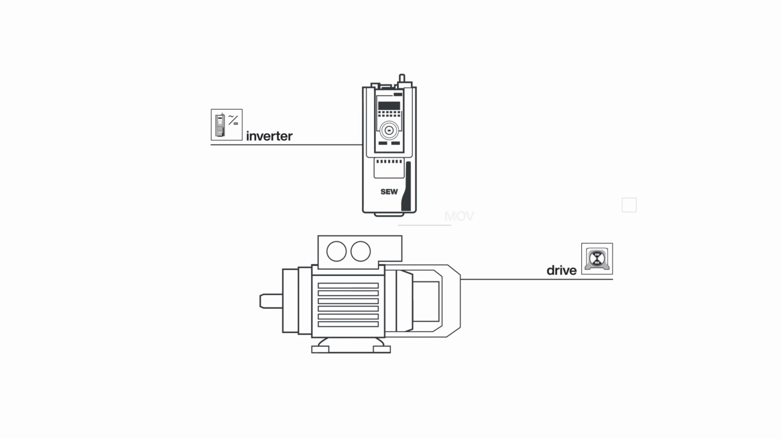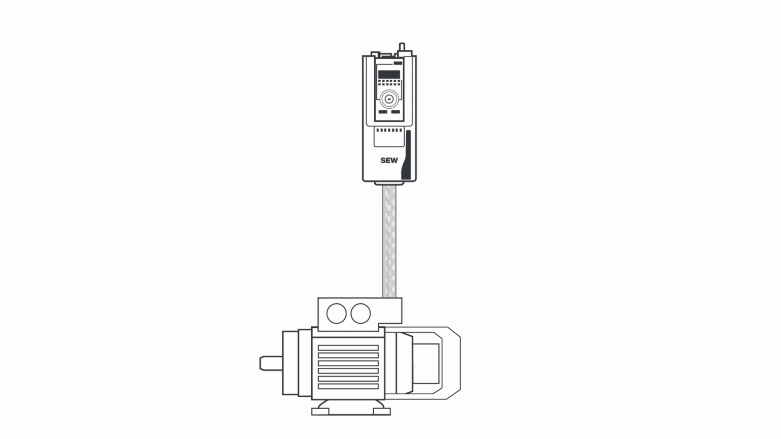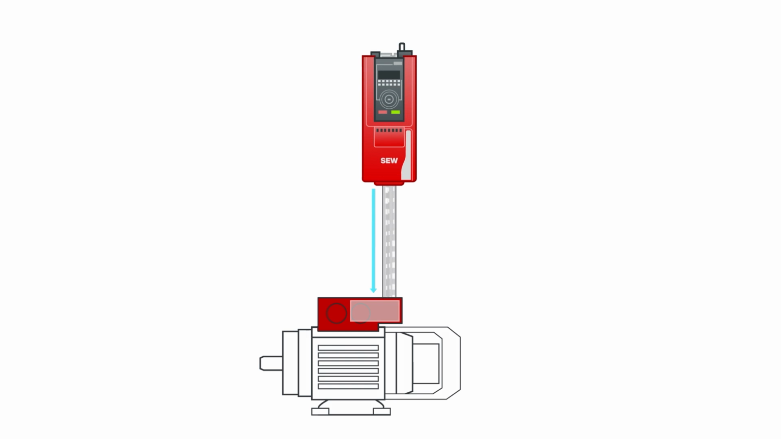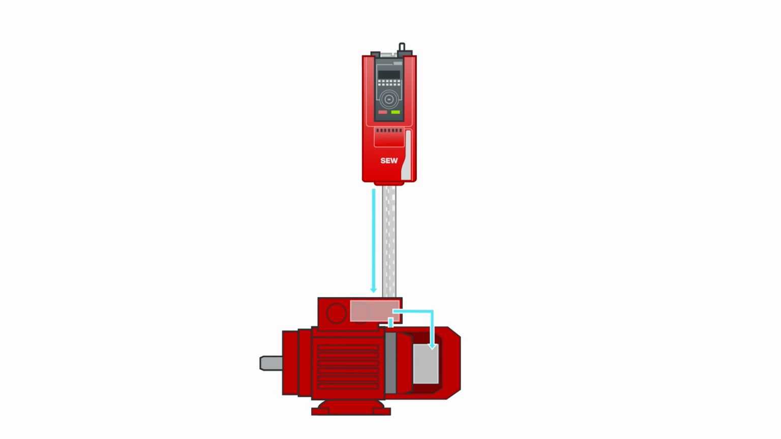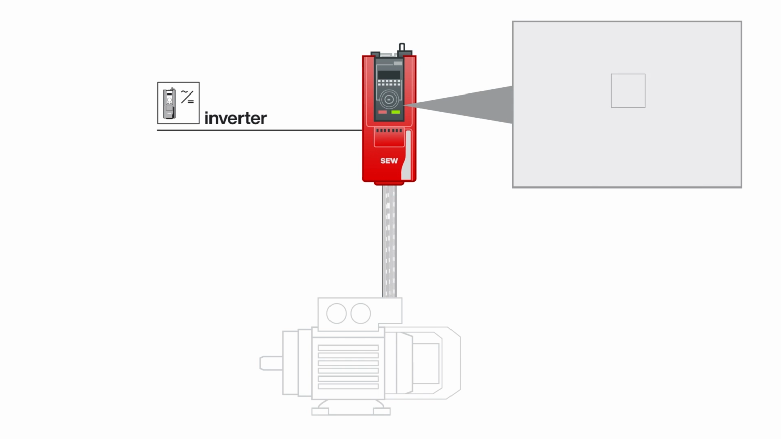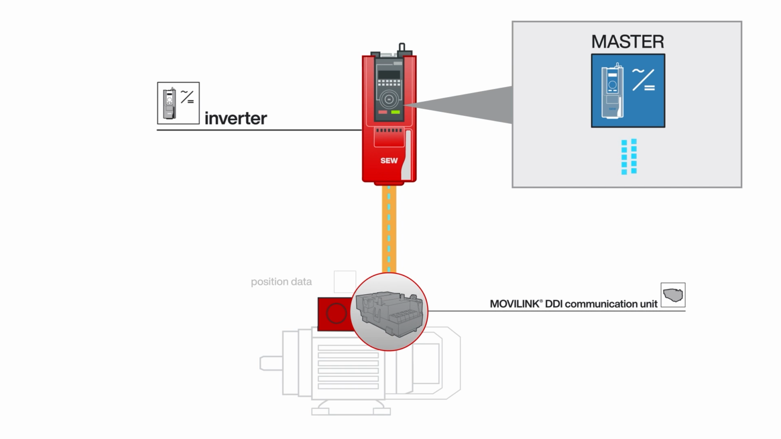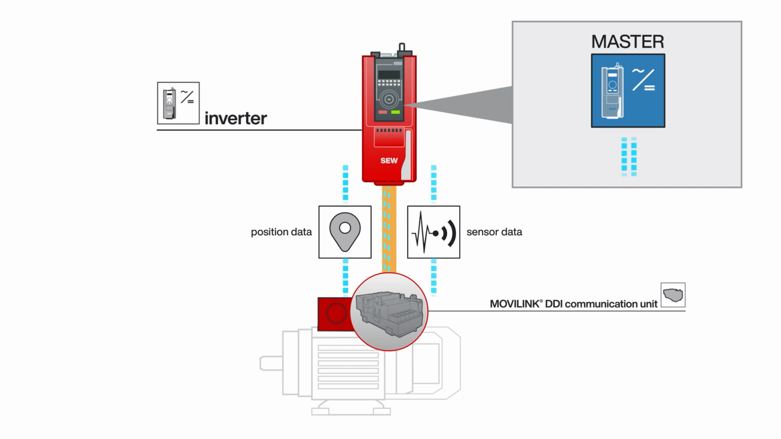If the inverter and drive are connected via MOVILINK DDI, the MOVILINK DDI communication unit takes over the complete data flow between the inverter, drive, and subcomponents such as encoder or brake. The information chain looks as follows: inverter, terminal box with MOVILINK DDI communication unit, from there to the encoder and the brake. The inverter is the first link in the chain and the communication master in the MOVILINK DDI topology. It sends commands to the communication unit and receives information such as position and sensor data from it.